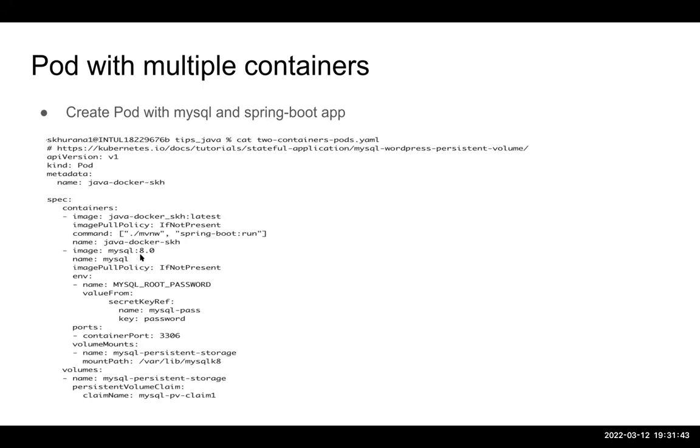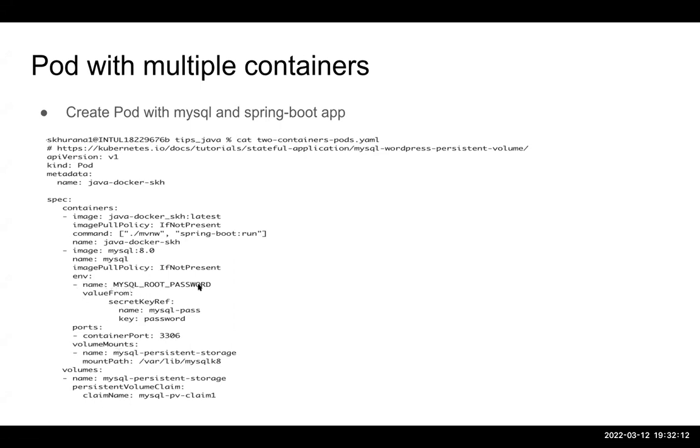Now second is MySQL. I want to use version 8, and the name I want to give is MySQL. And again, image pull policy, if I have it in my local, take it from there, otherwise take it from the repository. Now, when you use MySQL, you can go to hub.docker.com and search for MySQL and see the documentation. What they want is when you are spinning up a container for MySQL, you have to pass some environment variables. So now what are those environment variables?